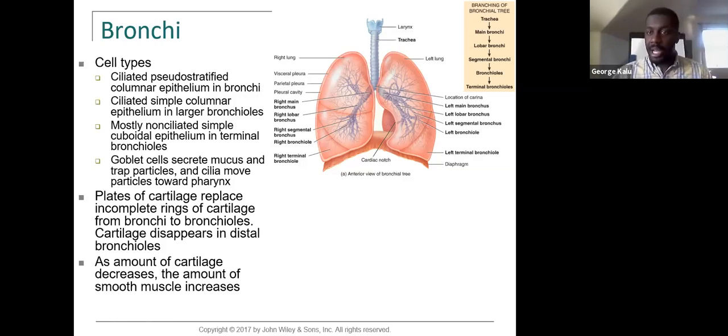Okay. So kind of like I said before, there's multiple different areas where our bodies have the ability to trap particles and trap pathogens and things like that when they enter the body, and move them again towards the pharynx.